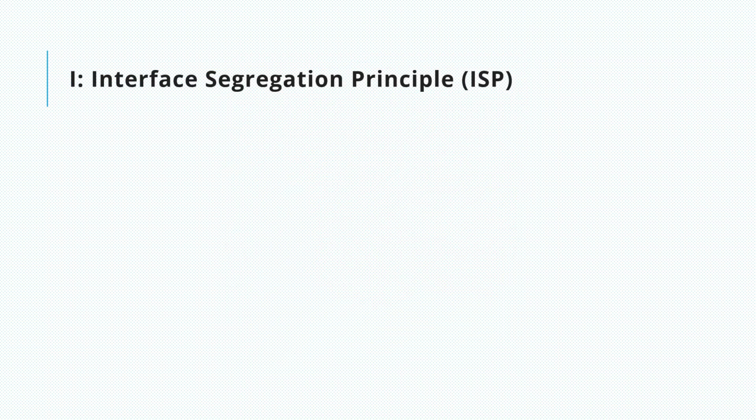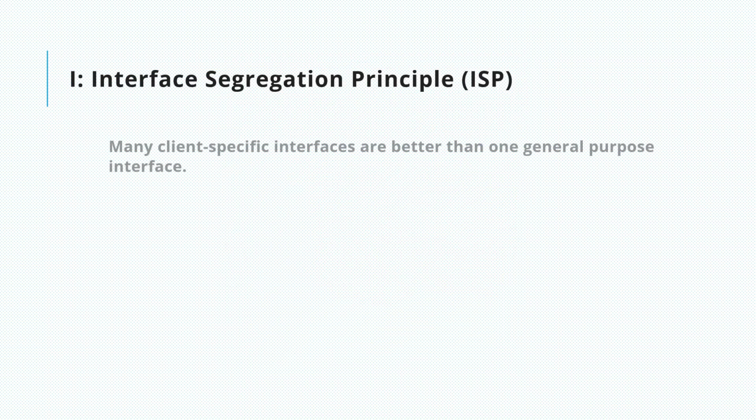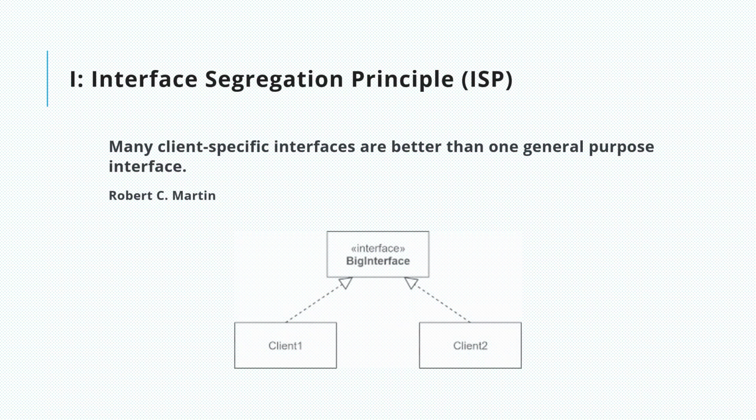Interface Segregation Principle, ISP. Many client-specific interfaces are better than one general-purpose interface. Robert C. Martin. The Interface Segregation Principle, ISP, requires that classes only be able to perform behaviors that are useful to achieve its end functionality. In other words, classes do not include behaviors they do not use.